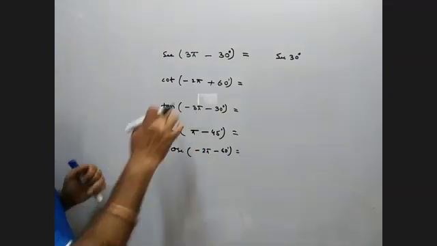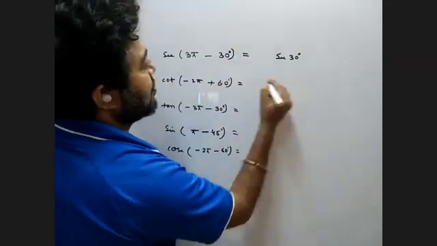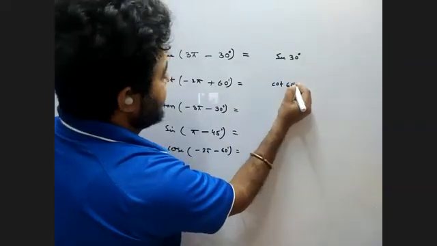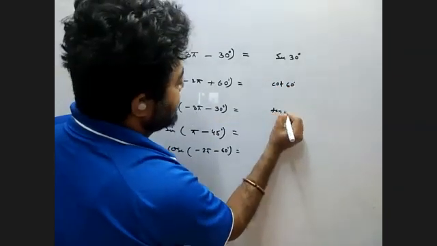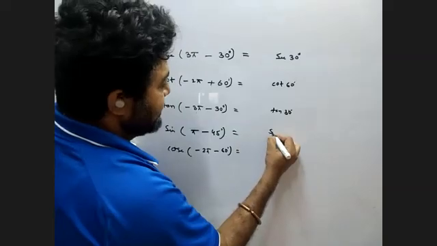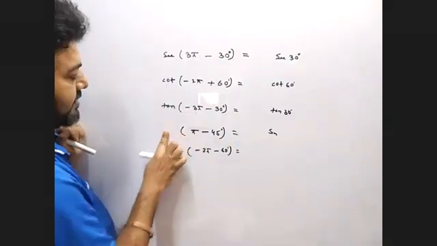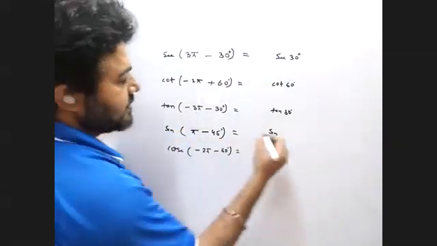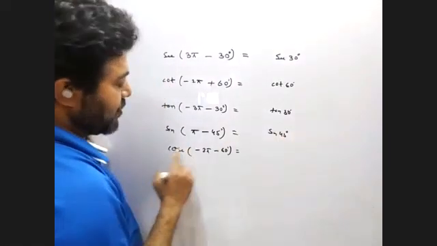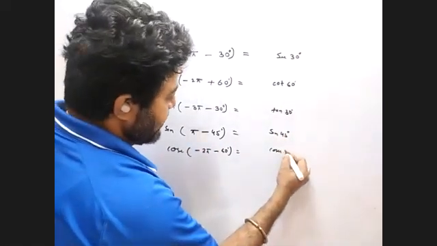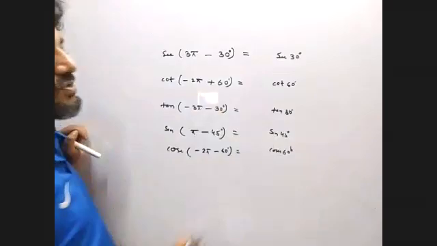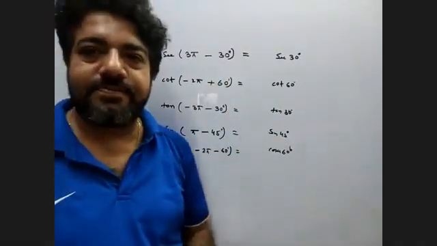It can be plus, it can be minus. So cot 60 degree, tan 30 degree, sine, this is sine, yes? Sine 45 degree, cosec 60 degree. Up to this, is it okay, everyone? Did everyone understand up to here?